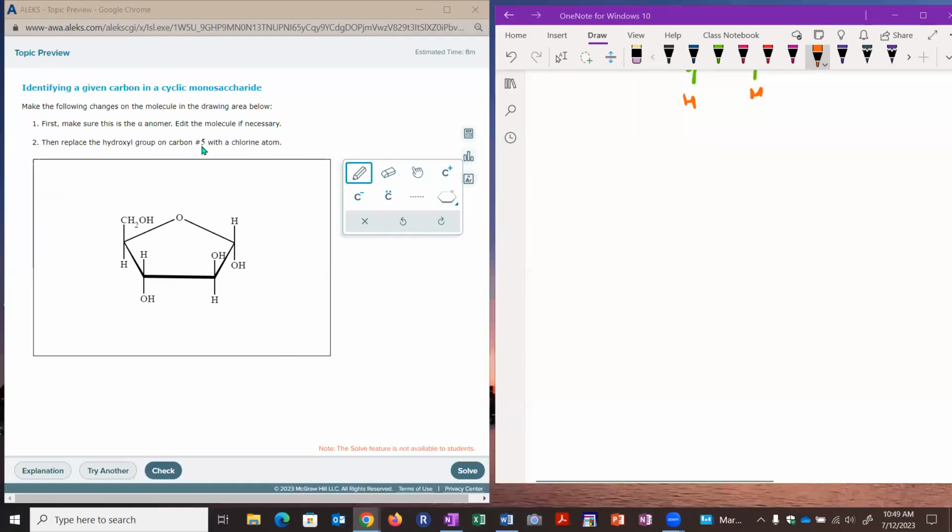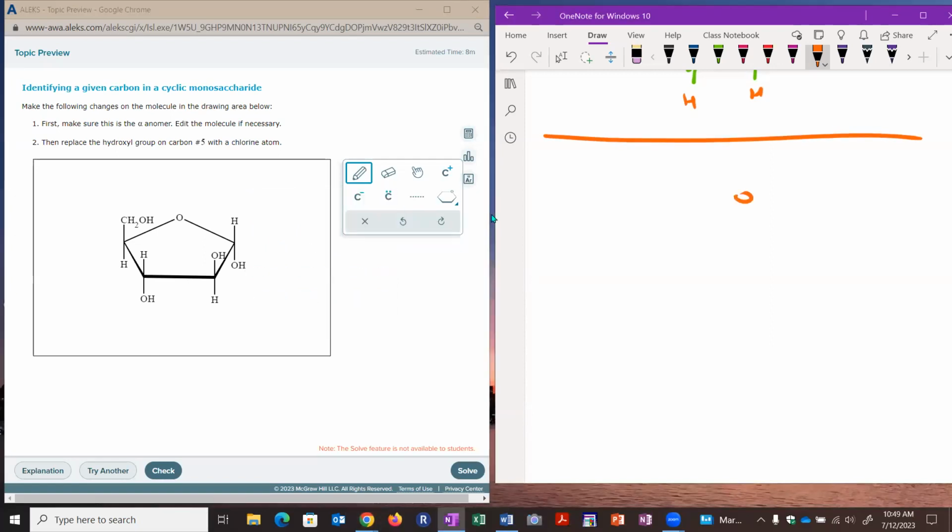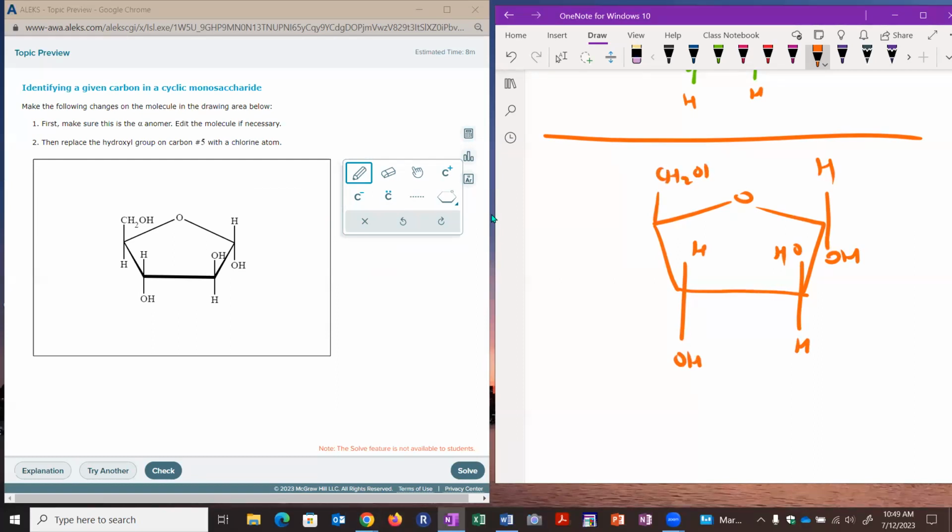All right, so in this one, we are actually given the cyclic or the Haworth structure. And what we need to do is identify different parts of it. All right, so we'll draw it here on the right side first. So we have a 5-sided ring. Carbon 1, we have an H and an OH. Carbon 2, OH on top, H on the bottom. Carbon 3, OH on the bottom, H on the top. And then our CH2OH, that's our carbon number 5, and H on the bottom.